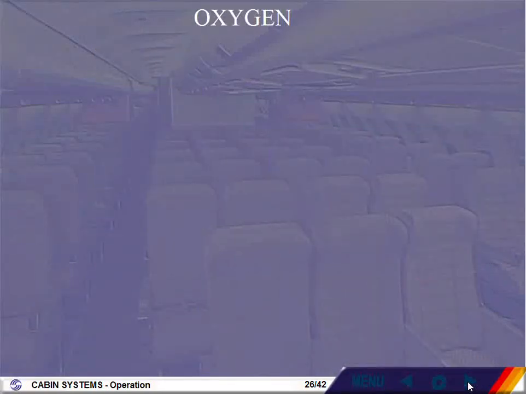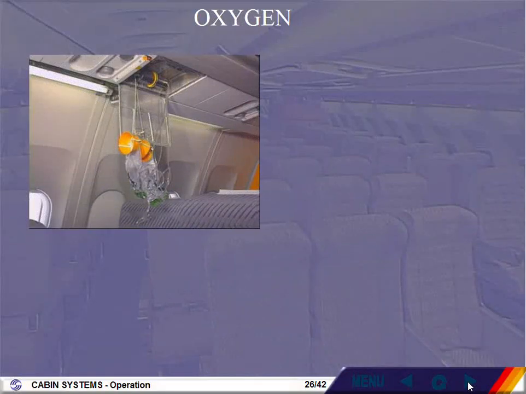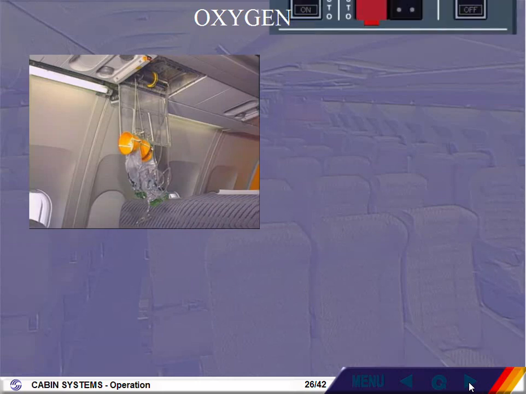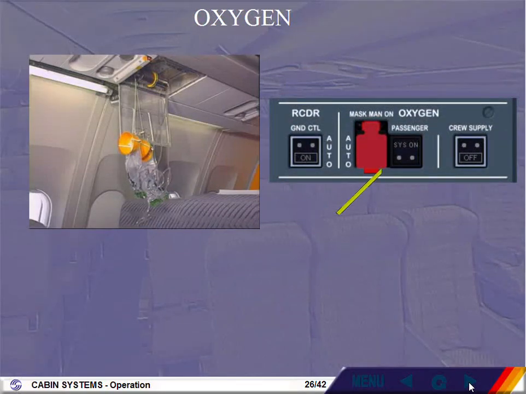Should the cabin pressure altitude exceed 14,000 feet, the barometric switch activates the automatic release mechanism of the cabin oxygen units. The masks drop down. On the cockpit oxygen panel, the Systems On light illuminates. When any mask is pulled, the lanyard attached to the mask extracts the pull pin from the generator, and the oxygen flow starts.